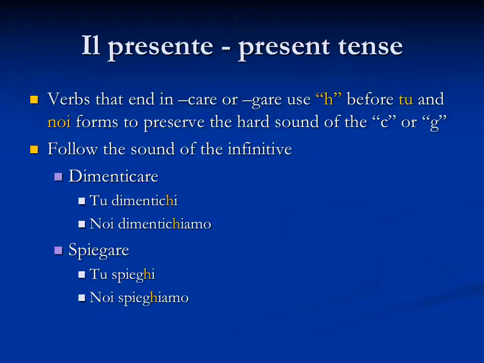The same thing occurs in the noi form because we're adding an iamo, so that i sound once again, and the i sound following a g would be soft. To avoid that and maintain the hard sound of the infinitive, the -gare sound, we add an h. So it becomes noi spieghiamo.